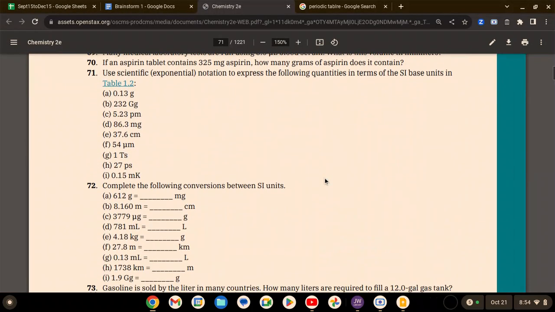71. Scientific experiment: use exponential notation to express the following quantities in terms of the SI base units. Okay, so there's 0.13 grams, 232 gigagrams, 5.23 picometers, 86.3 milligrams, 37.6 centimeters, 54 micrometers, 1 terasecond, 27 picoseconds, 0.15 millikelvin.